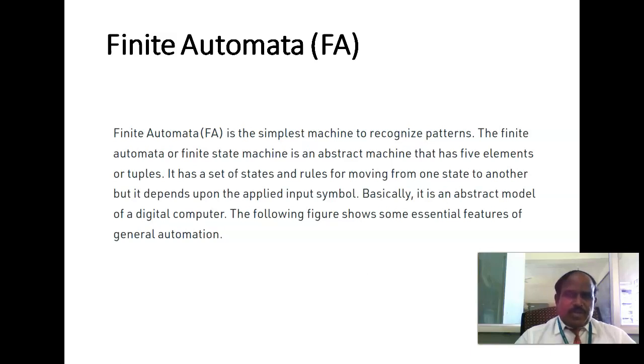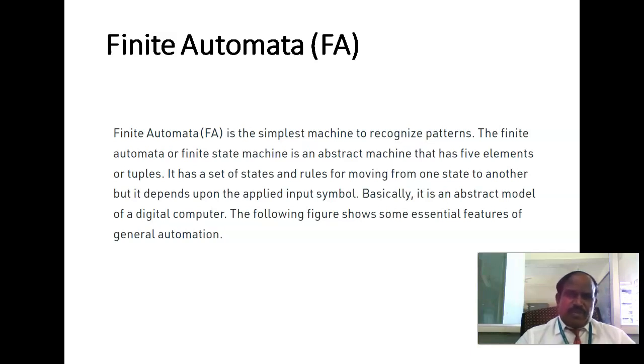Finite automata is an abstract machine of a modern digital computer. It has a finite set of states. It has 5 components, or it may be called a 5 tuple. It has a set of states and rules for moving from one state to another state, depending upon the applied input symbol. Basically, it is an abstract model of a digital computer.